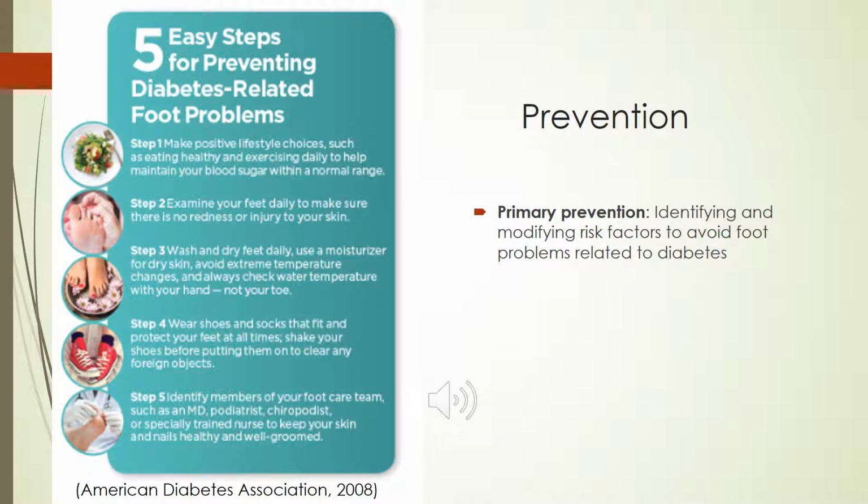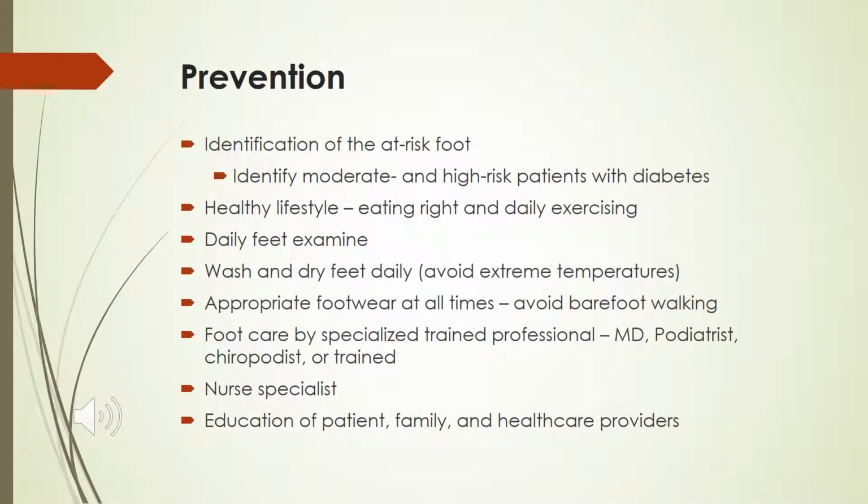Diabetic patients have an increased risk for foot complications, so we want to implement the necessary steps to reduce and prevent these issues. Primary prevention is the identifying and modifying of risk factors to avoid foot problems related to diabetes. The first step of prevention is to identify those that are at risk, that is, our moderate to high risk patients. We want to encourage a healthy lifestyle, eating right and exercising, conducting those daily feet examinations, washing their feet daily in warm water, avoiding extreme temperatures such as hot water. Hot water can cause your skin to dry up. Stress to the patients the importance of wearing appropriate footwear at all times. We want to avoid any form of trauma or injury to the feet.